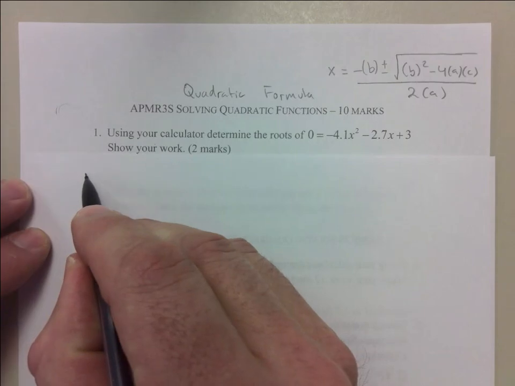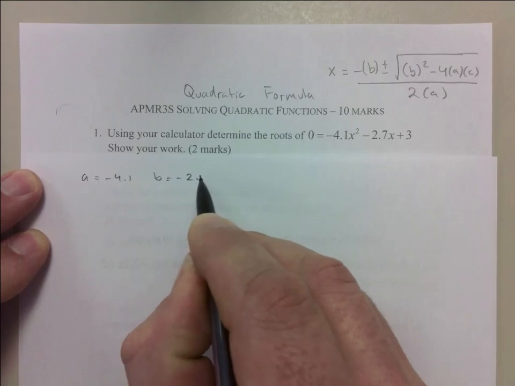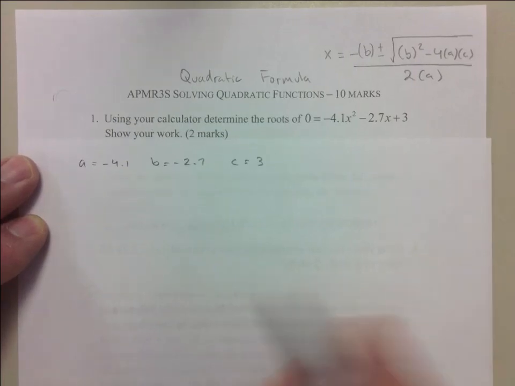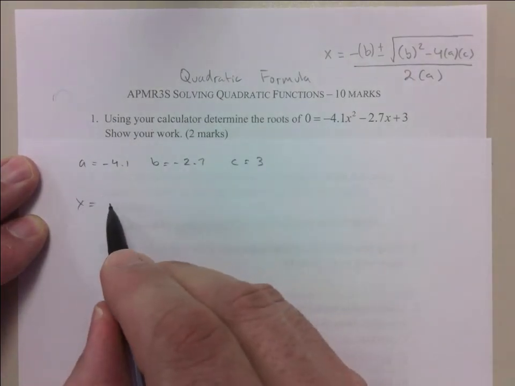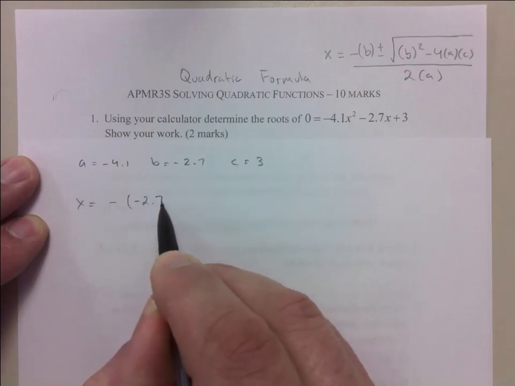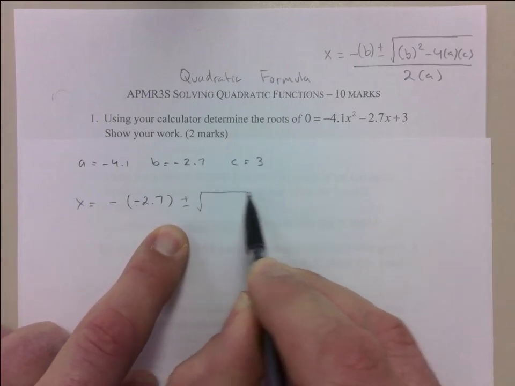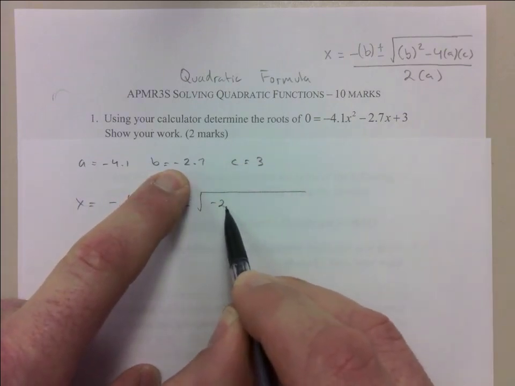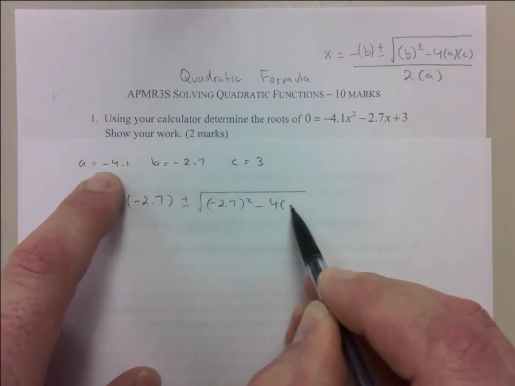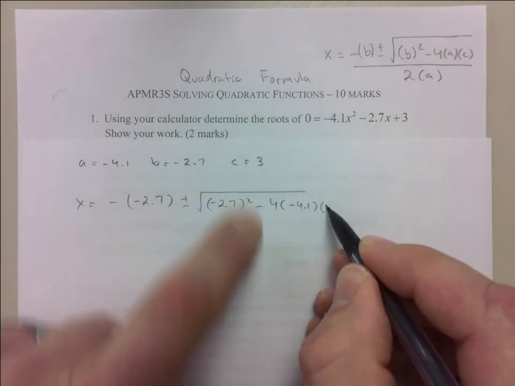All right, so here we have A is negative 4.1, B is negative 2.7, C is positive 3. Make sure you get the signs right as well. So here we go. It calls for negative B. B is negative 2.7, right? So there will be a double negative there. Plus or minus, take the root of B squared minus 4 times A. A is negative as well. Okay. Times C. C is 3.